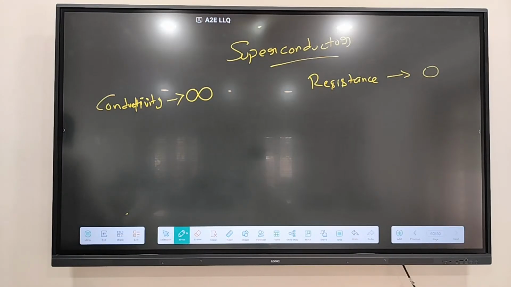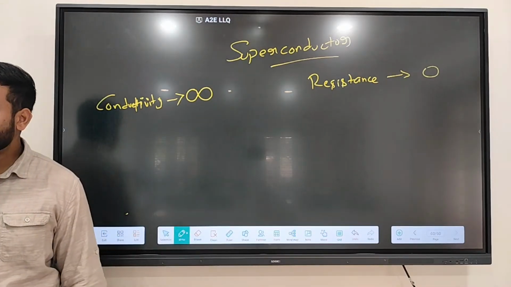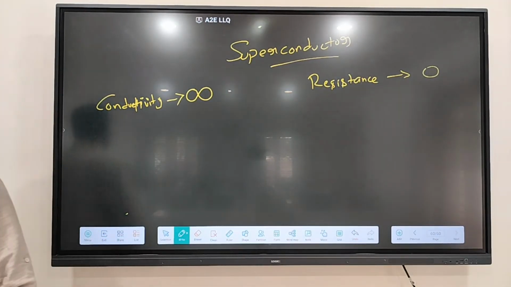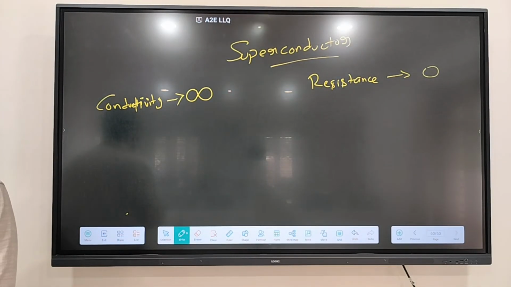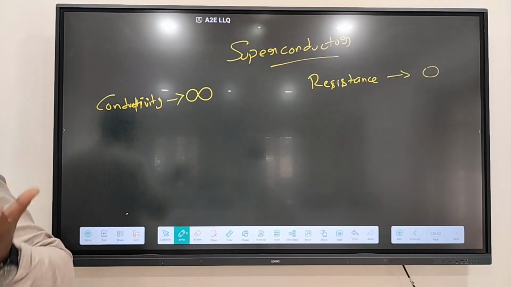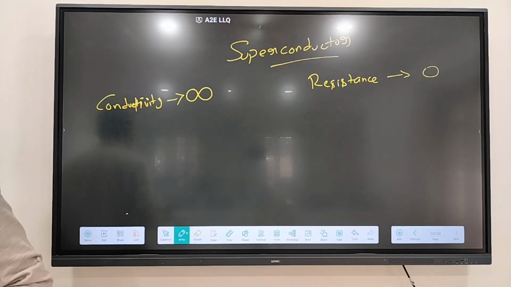Normally, metals like lead, gold, etc., when cooled down to a very low temperature, will behave as superconductors. For example, lead at 7.2 Kelvin will behave as a superconductor, because temperature and resistance are directly proportional. If the temperature reduces, resistance will also reduce.